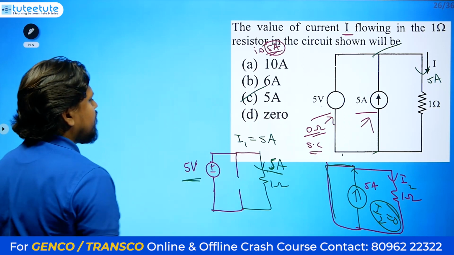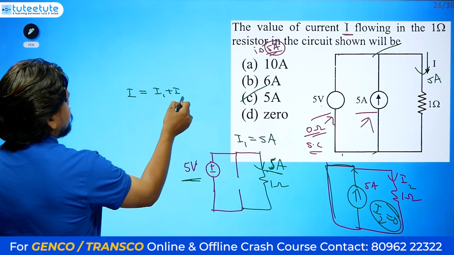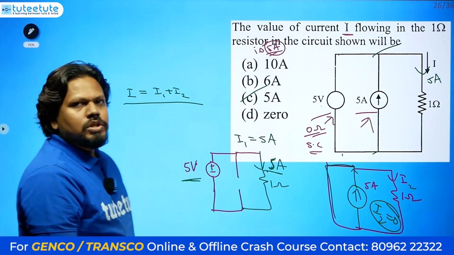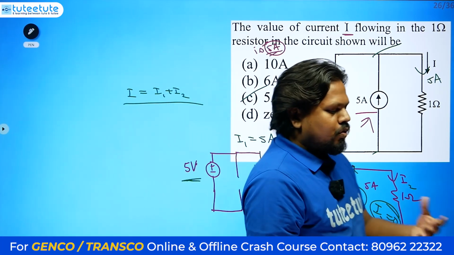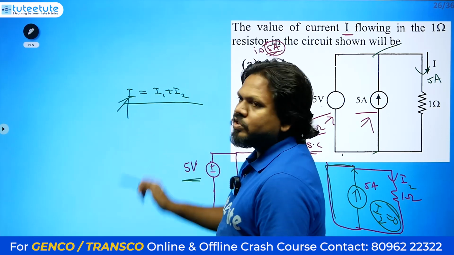So I1 equals 5 amperes, I2 equals 0. The total I equals I1 plus I2. Who told this? The superposition theorem. The superposition theorem means the total response is equal to the sum of the individual responses.